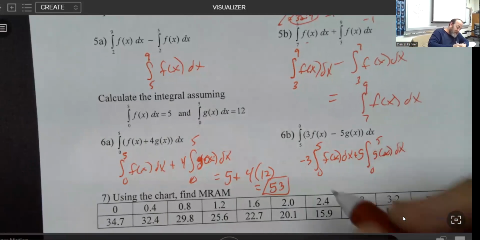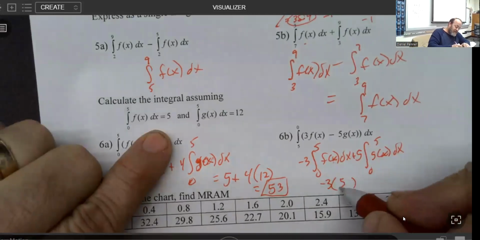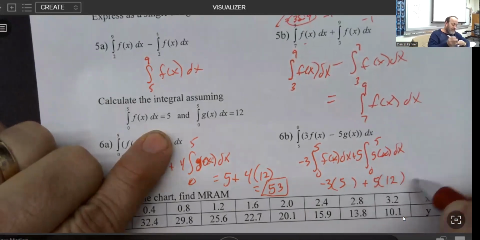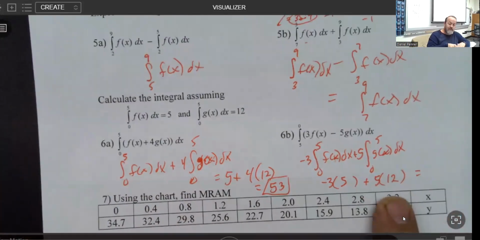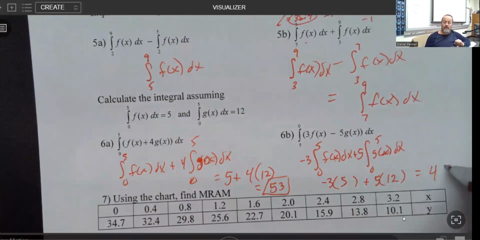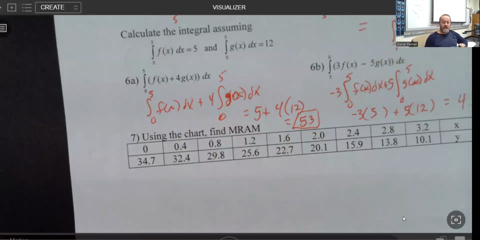So I have negative 3f's, but f was known to be 5. And I've got 5 of these g's, which I knew to be 12, and it looks to me like I've got a negative 15 combined with a positive 60, which is going to give me 45. And number 7, the last one for our video.